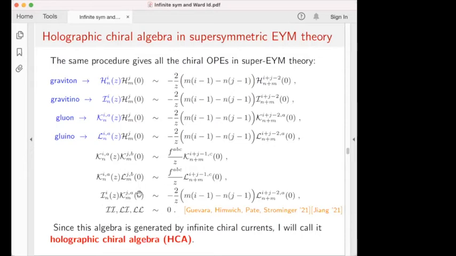So we have this bunch of OPEs, and this defines an algebra. This algebra is generated by these infinite chiral currents here. So I will call it a holographic chiral algebra.